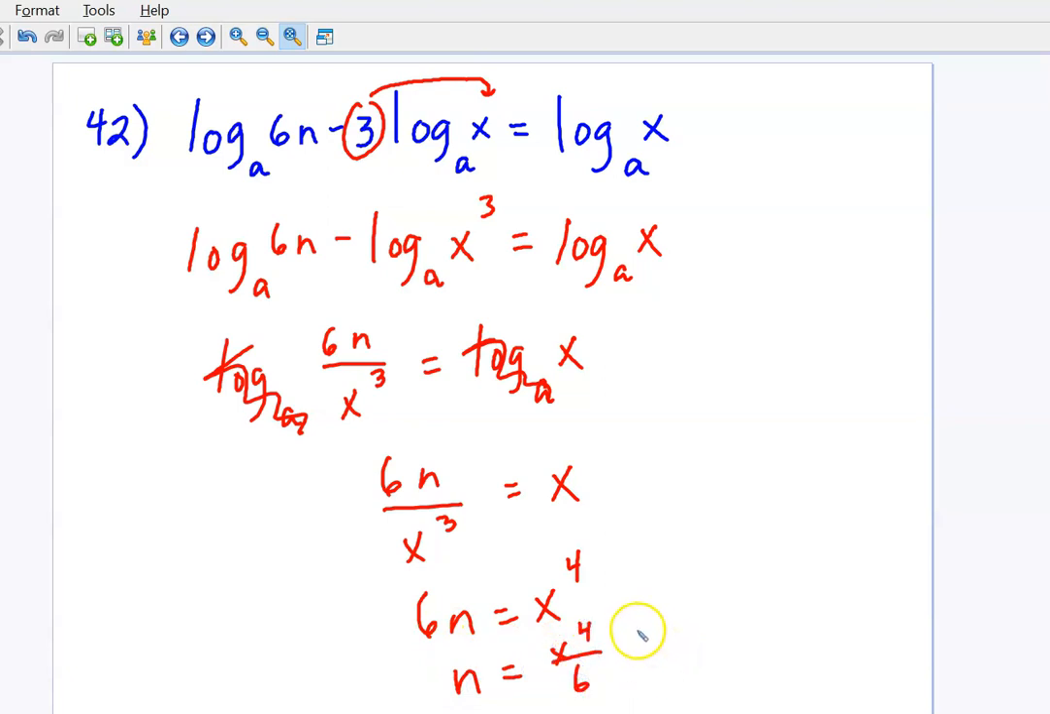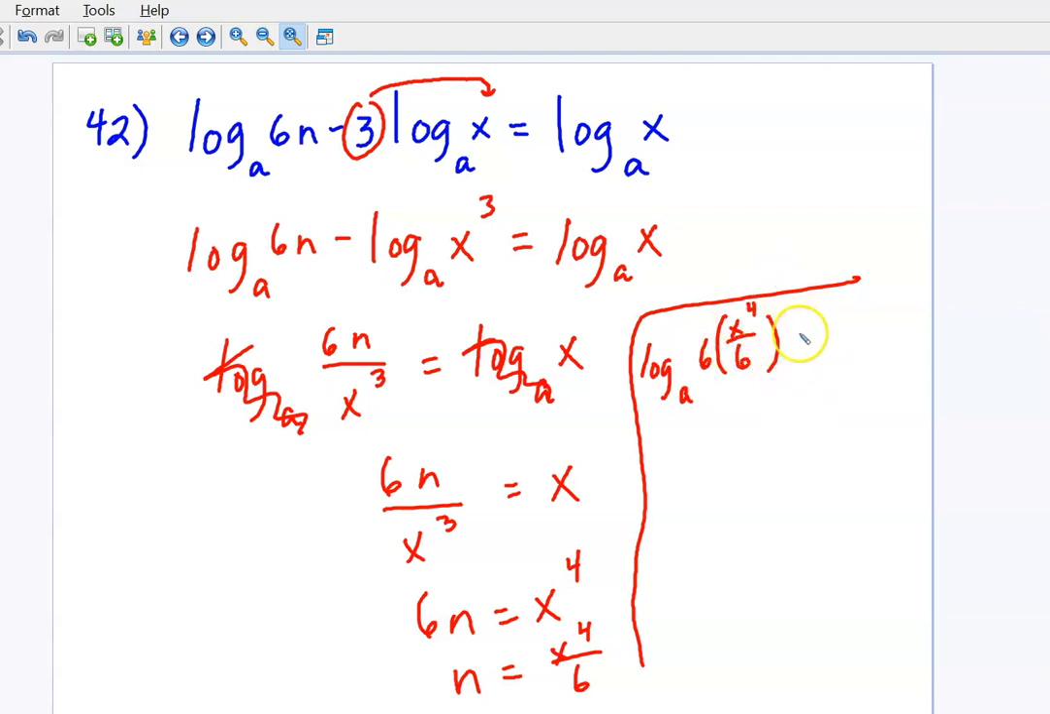And that is my answer solved for n, so you could check this out. If you replace n with x to the 4th over 6, let me just do a little check right here. So log base a of 6 times x to the 4th over 6 minus 3 log base a of x. Does that equal log base a of x?